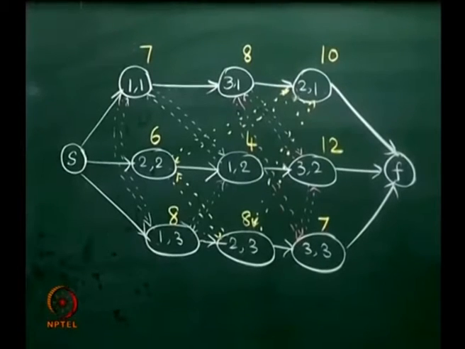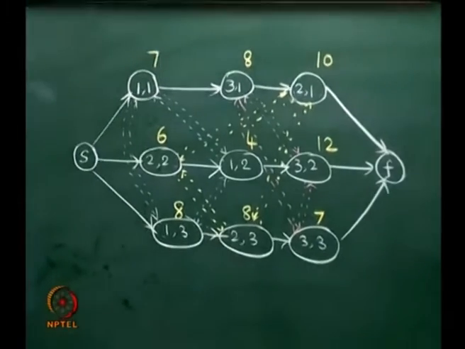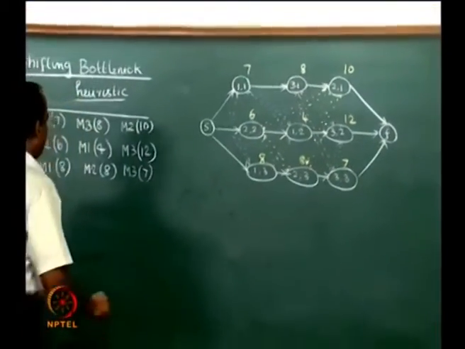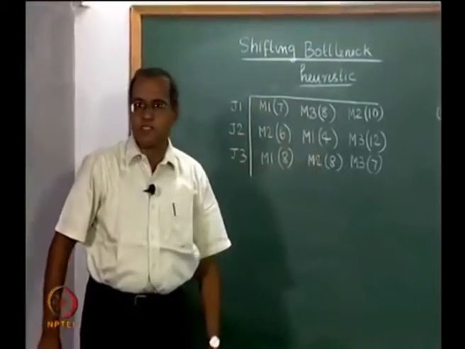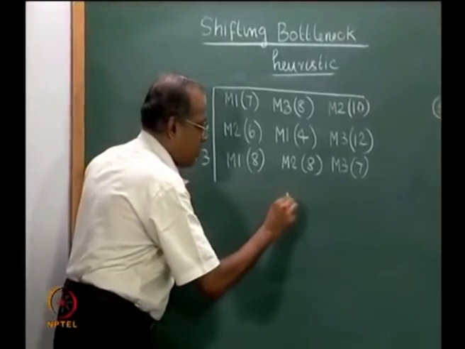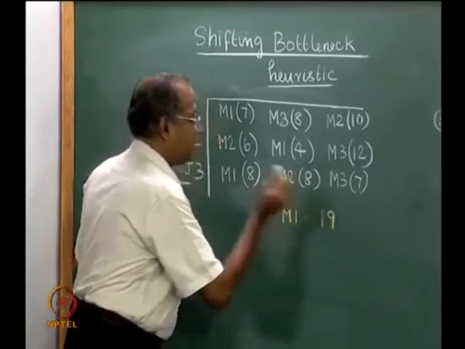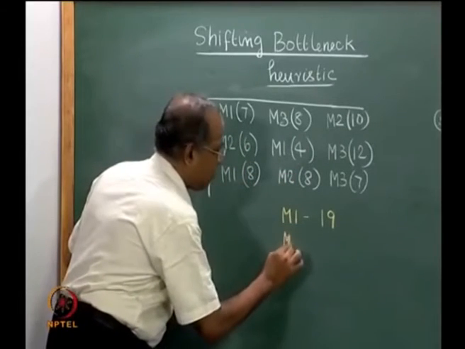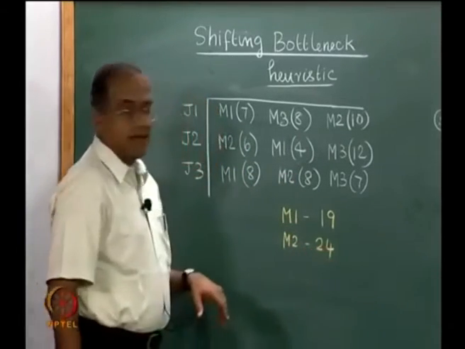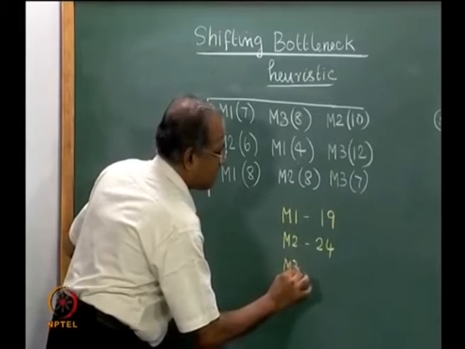So, we set out to do that, and then we also related this aspect to solving a 1|rj|Lmax problem on the bottleneck machine. We also identified first M3 as the first bottleneck machine by first calculating the loads on each of these machines. So, M1 has a load of 7 plus 4, 11, plus 8, 19. M2 has a load of 10 plus 6, 16, plus 8, 24, and M3 has a load of 8 plus 12, 20, plus 7, 27.